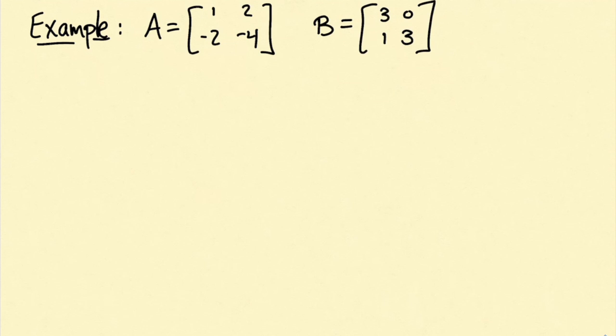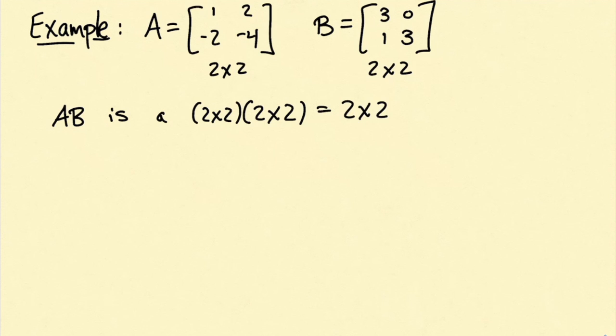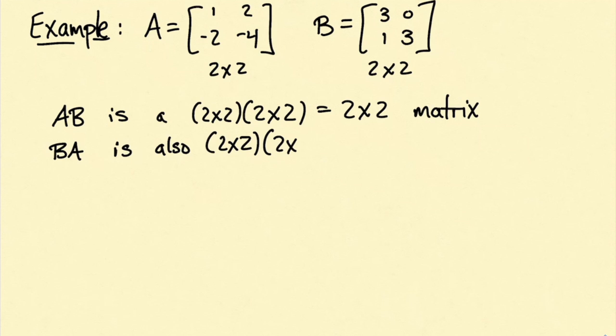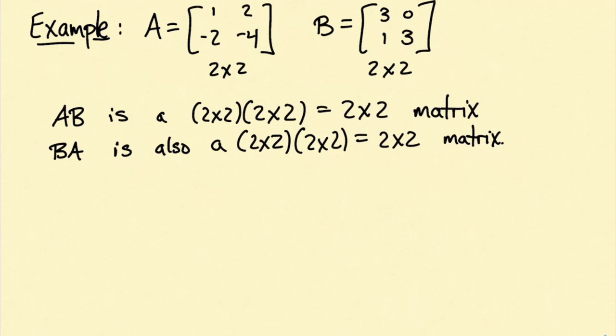So let's do one more example. So we have the matrix A, which has columns 1, negative 2, and 2, negative 4, and the matrix B with columns 3, 1, and 0, 3. Both of these matrices are 2 by 2 matrices. Since these matrices have the same number of rows and columns, we can multiply these two matrices in either order. So if we want to multiply A and B, that's a 2 by 2 multiplied by a 2 by 2, which gives us a 2 by 2. BA is also going to be a 2 by 2 matrix. So let's compute each of them.